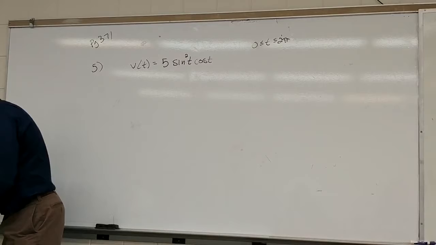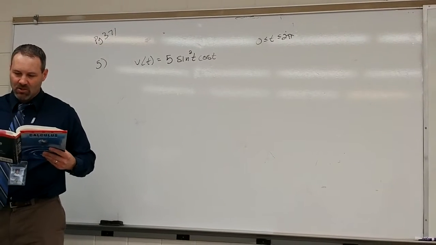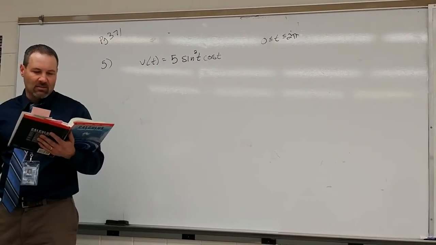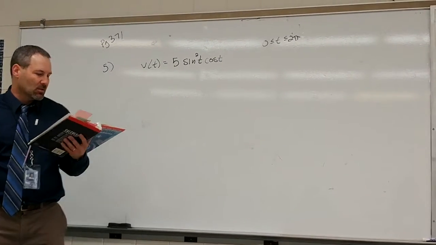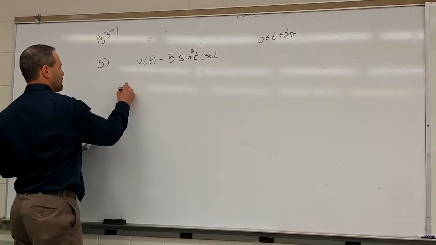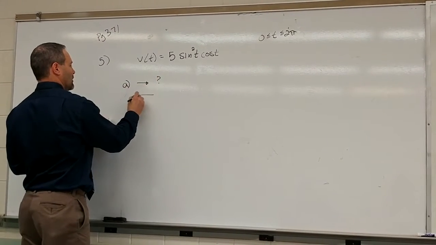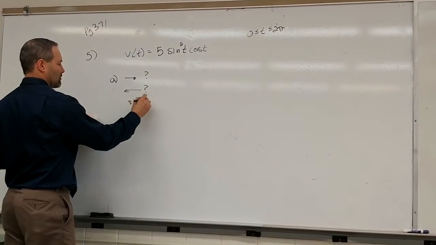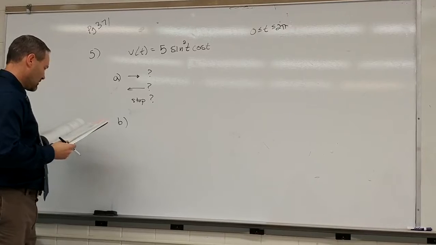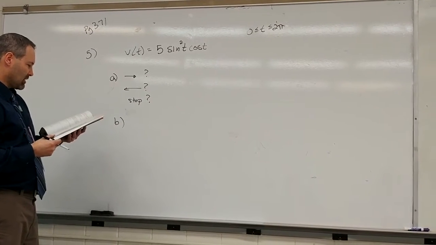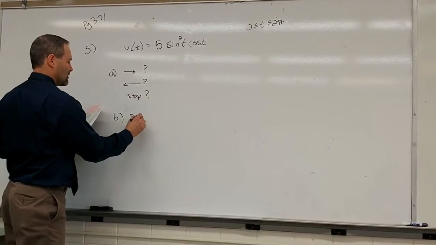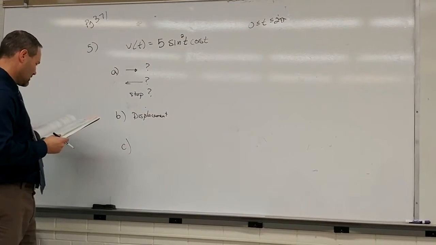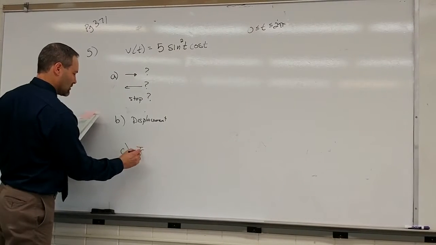For problems 1 through 8, you're given the velocity in meters per second of a particle moving along the x-axis. Use analytic methods to do each of the following. A, determine when the particle is moving to the right, to the left, or stopped. B, find the particle's displacement for the given time interval, and the total distance.